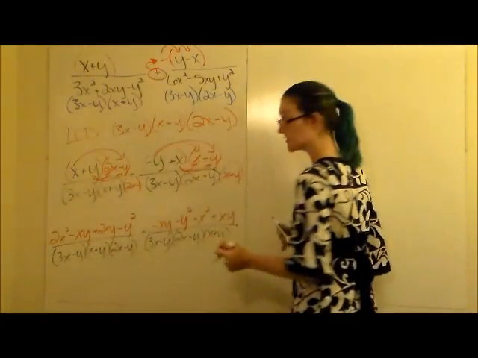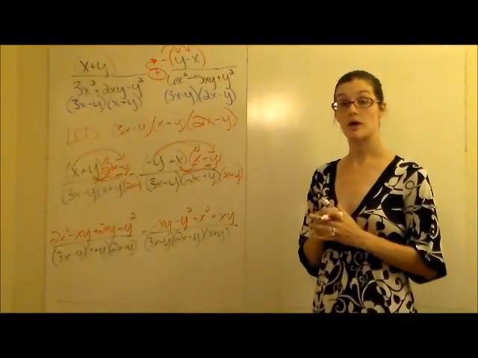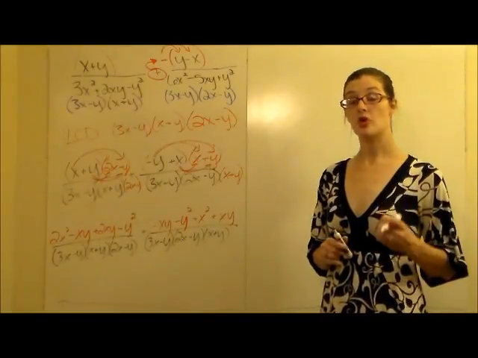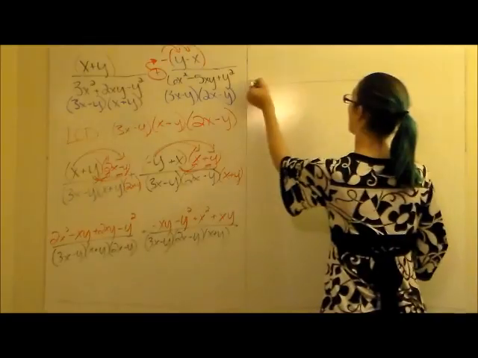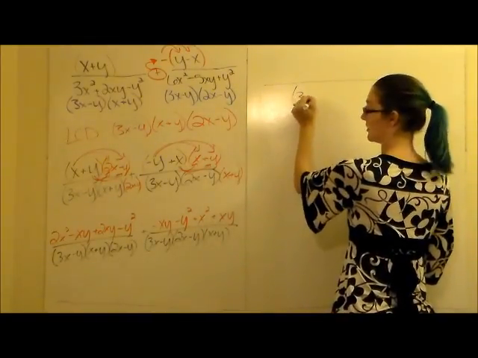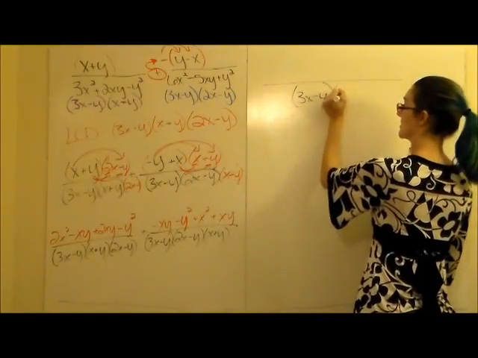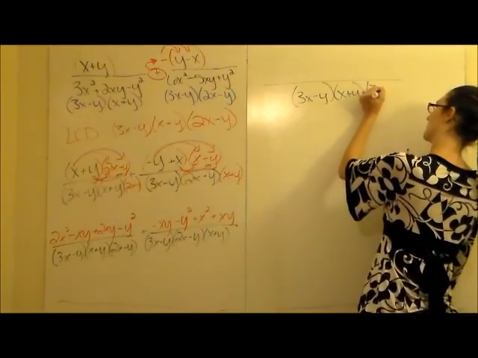Now that my denominators are the same, I can combine both fractions into one. We've done a lot of work to get that denominator. You don't want to lose it now. So I'm going to leave that denominator all the same, but I'm going to write only one fraction now. So I have 3x minus y, I have x plus y, and I have 2x minus y.